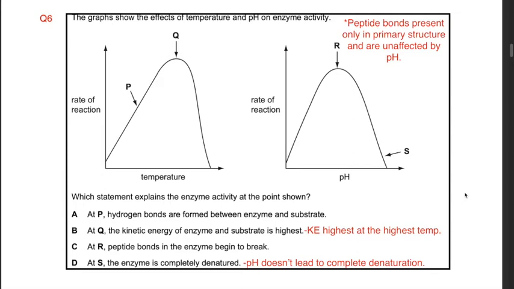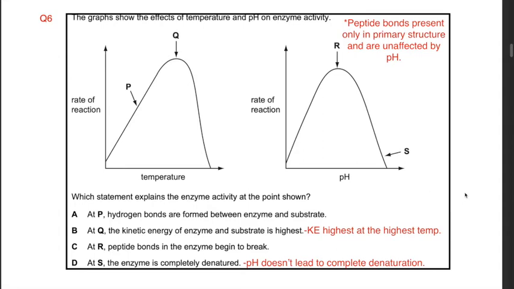Statement D is obviously incorrect because pH doesn't lead to enzyme denaturation, only temperature does. pH just changes the overall tertiary structure and affects the function. It doesn't lead to complete denaturation. Therefore, D is incorrect.